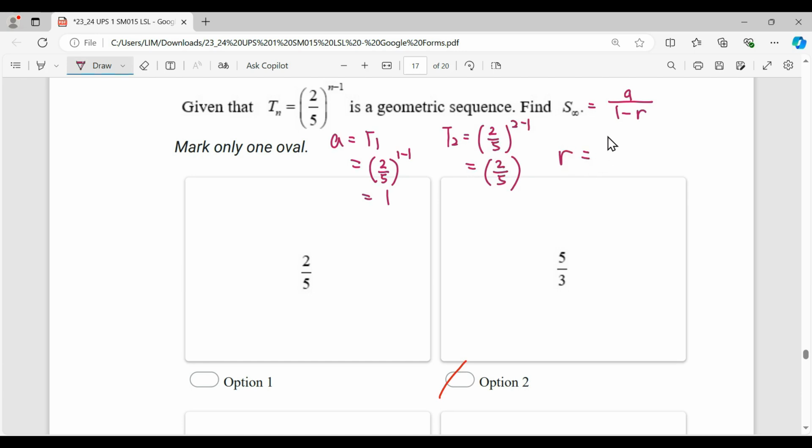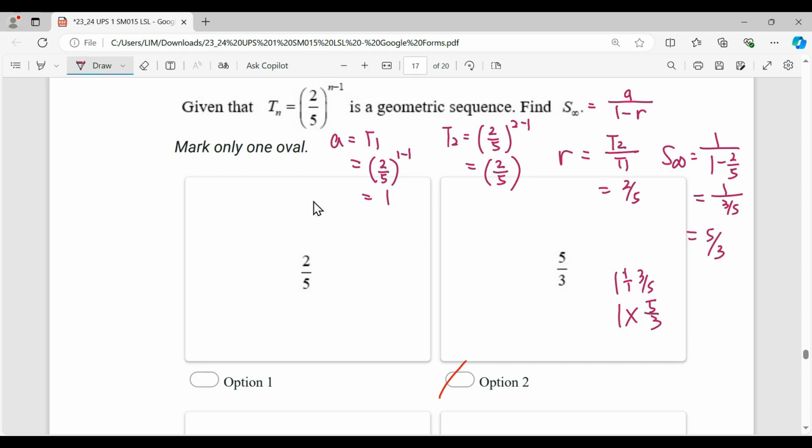Then the r will be T2 over T1, so it equals 2 over 5. Therefore, sum to infinity will be a over 1 minus r. So therefore, 1 over 3 over 5. 1 divided by 3 over 5 equals 1 times 5 over 3, equals 5 over 3. So therefore, here is our option.